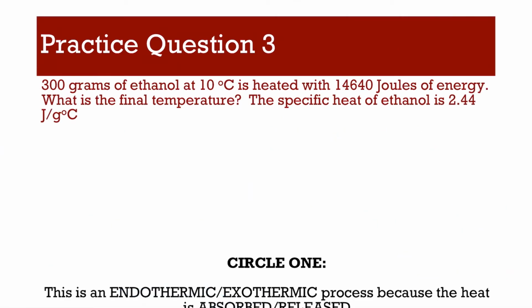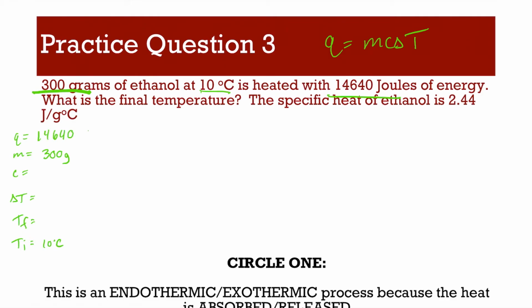Okay, last question is number 3. So again, like always, let's start off with our equation. Q equals m c delta T, where delta T equals TF minus TI. Okay. 300 grams of ethanol, so that is our mass, at 10 degrees, so that is our initial, is heated with 14640 joules of energy, so 14640 J. What is the final temperature?